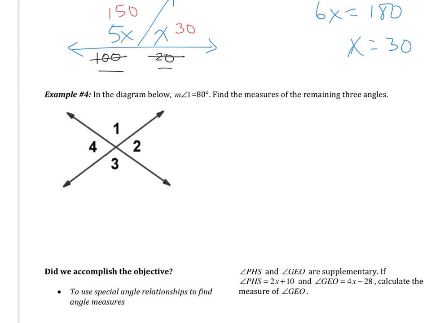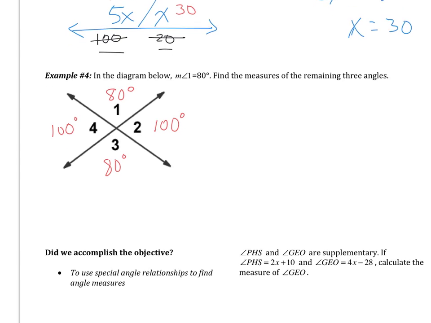If angle 1 is 80 degrees, let's start out with angle 3. What's angle 3? 80 degrees. What's angle 2? 100 degrees because they're supplementary. What's angle 4 now? 100 degrees. Notice the opposite angles will always be congruent. Vertical angles are always congruent.